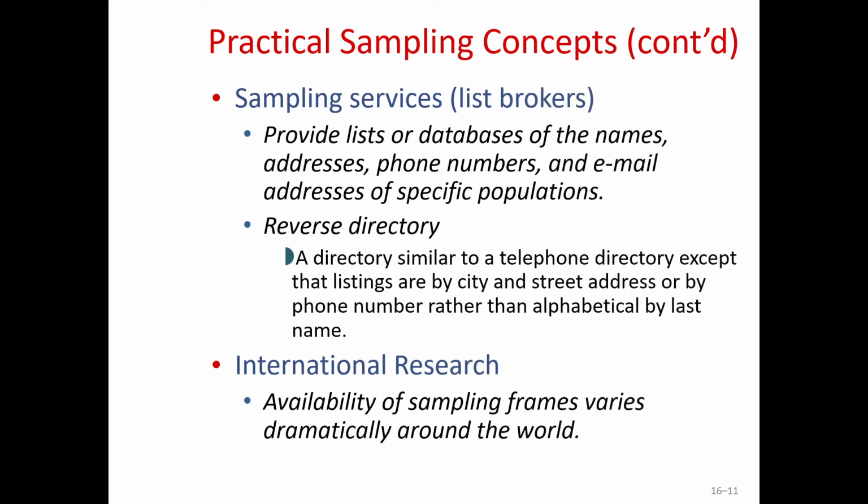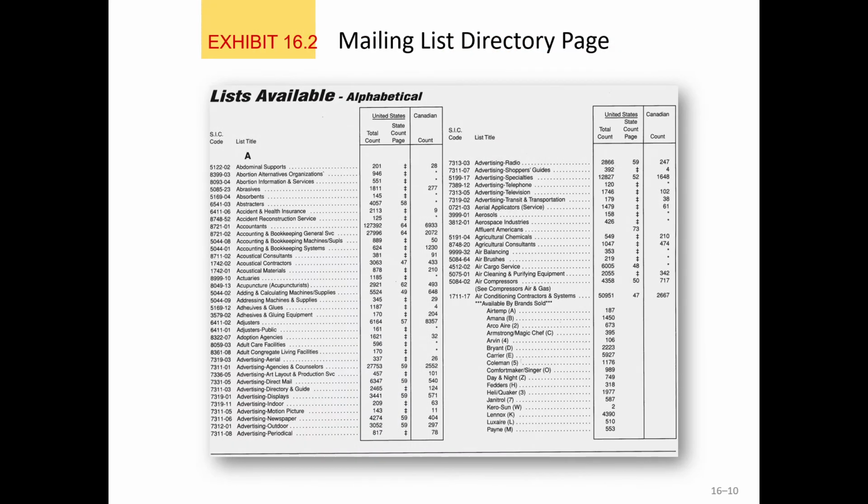Sampling services list, related to, here we have a mailing list directory, for example, and they provide different information that's contained in a phone directory. Listing may be by city, by street address, or by phone number rather than alphabetically. A directory is particularly useful when the researcher wants to survey only a certain geographical area of a city, for example. This is the mailing list directory page.